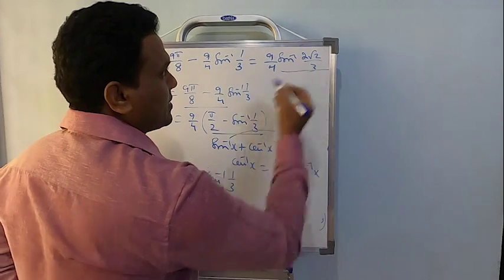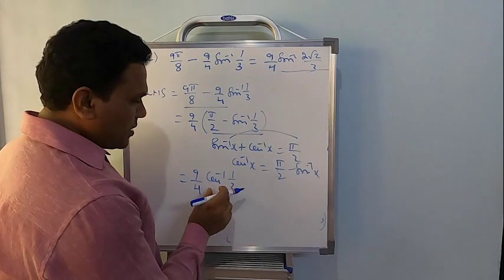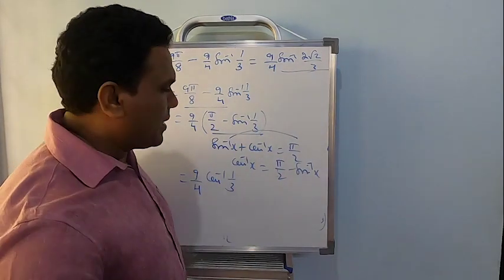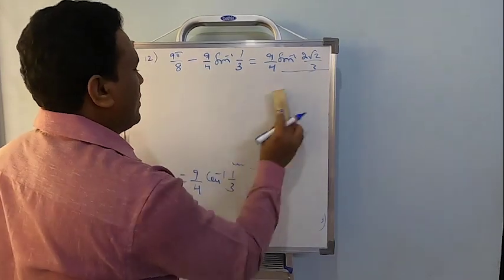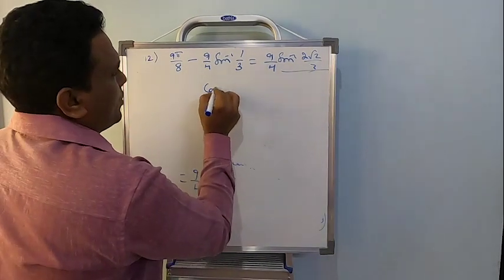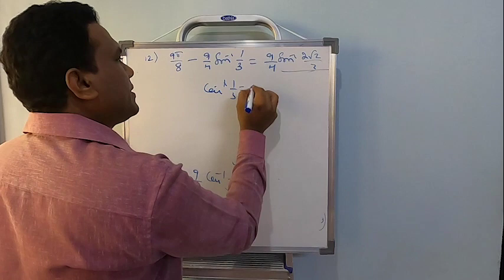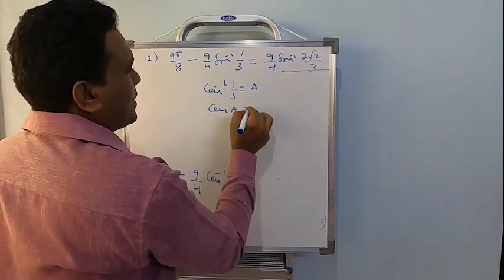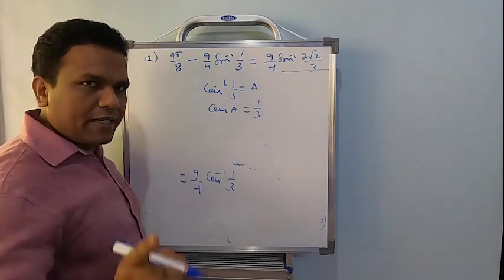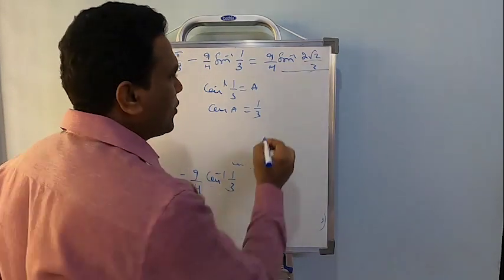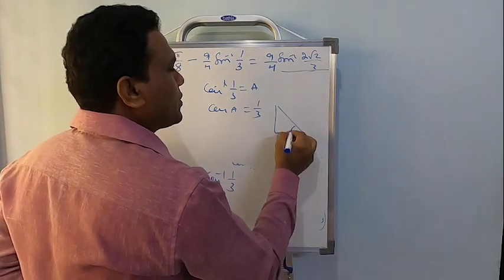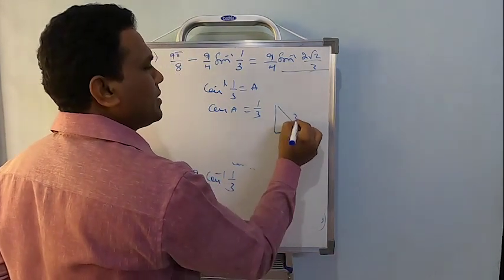Now my required answer is in terms of sin inverse. This cos inverse should be converted to sin inverse. By completing the triangle, I am going to do it. So let's consider cos inverse 1 by 3 equal to a, or cos a is equal to 1 by 3. Complete the triangle, use identity, any of the two, that's okay. So if this is a, this will be 1, this will be 3.